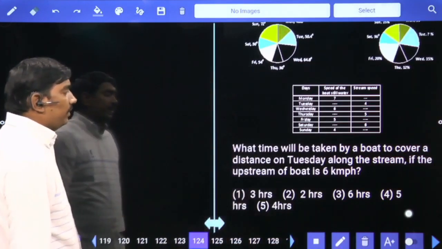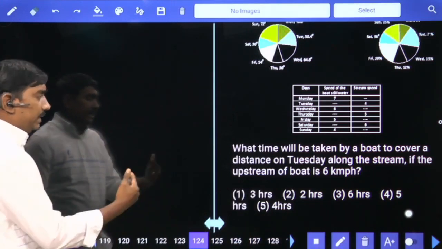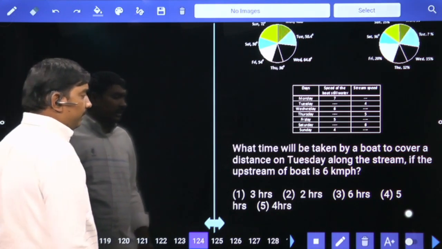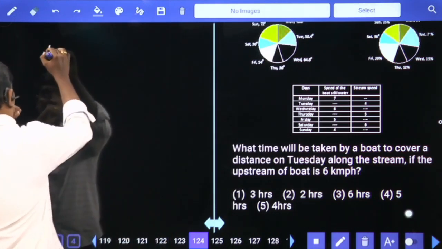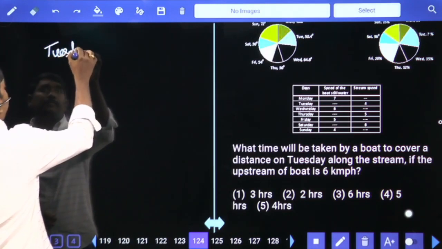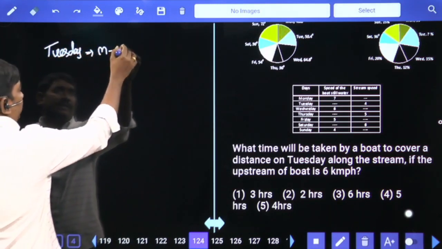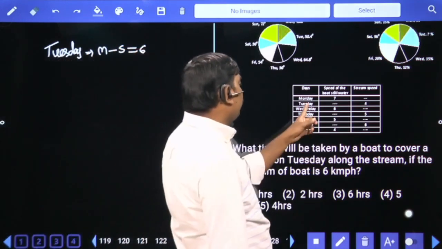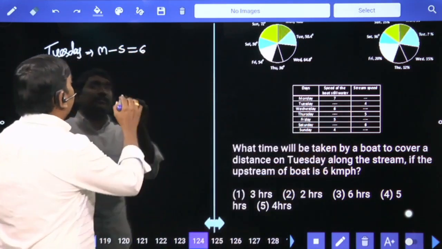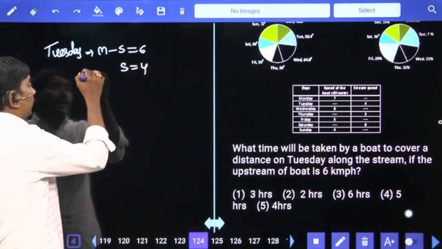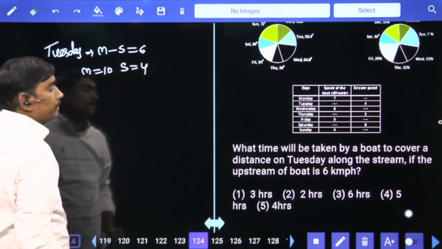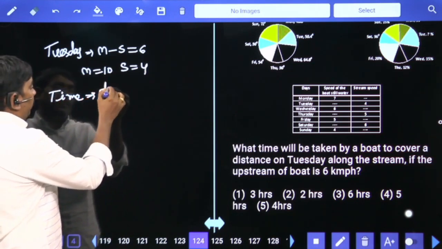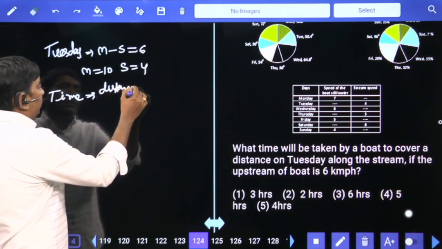What time will be taken by the boat to cover a distance on Tuesday along the stream, nothing but downstream, if the upstream of boat is 6 kilometers per hour? Tuesday, upstream M minus S given as 6 kilometers per hour. From the table chart on Tuesday, I know S value 4. S value 4. Then M value definitely 10. Time they are asked to calculate. Time formula distance by speed.